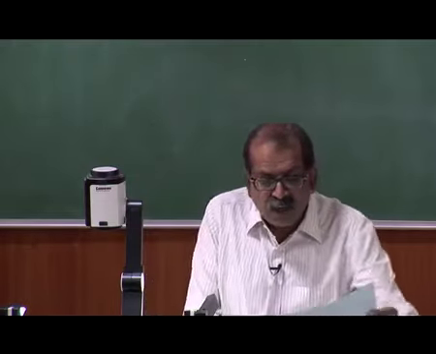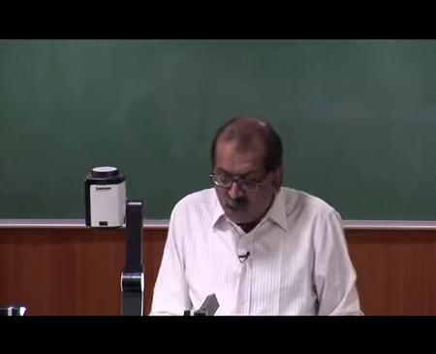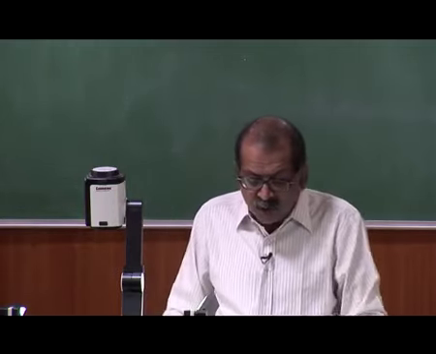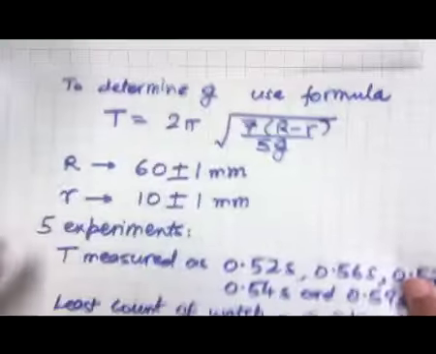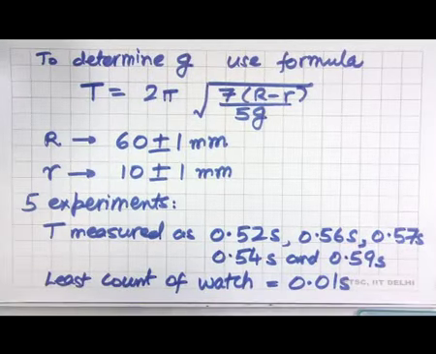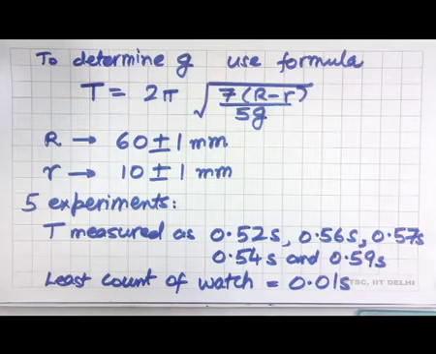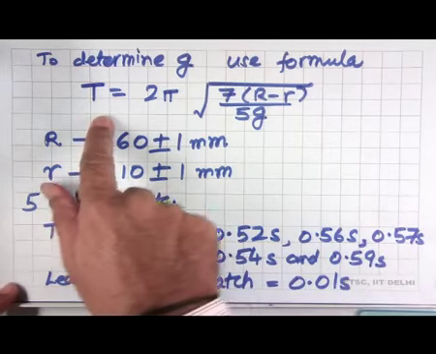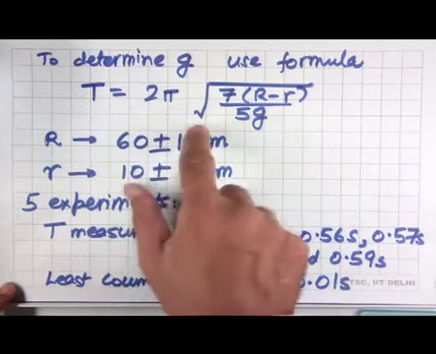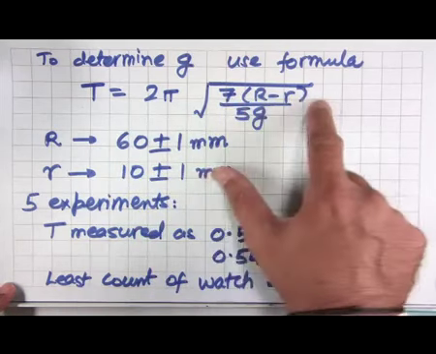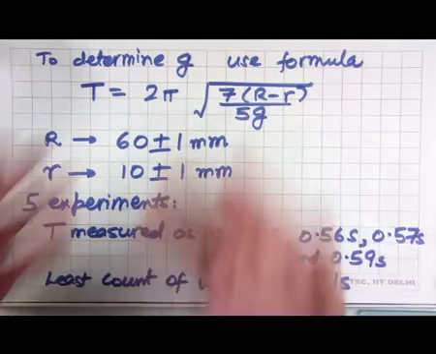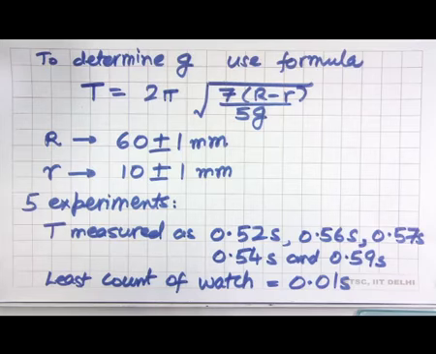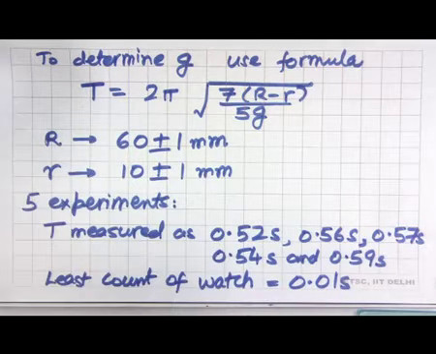Now, let us look at a problem which involves the use of all the formulas which we have learnt, and what we have in the problem is to determine the acceleration due to gravity g. One uses the formula for the time period of a watch which is equal to 2 pi times square root of 7 times (R minus r) by 5g. This time period is possibly of some pendulum or some swinging body, and this formula is given to us.